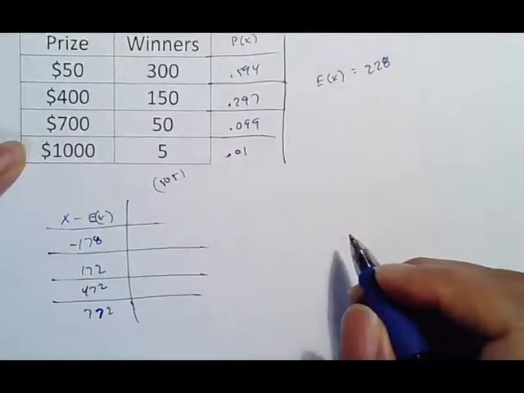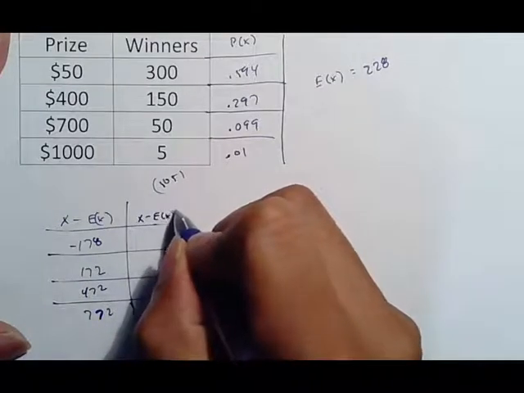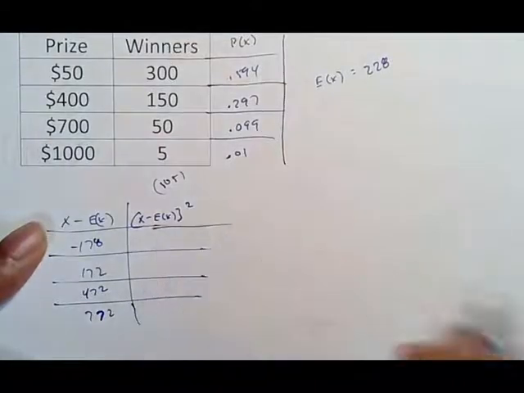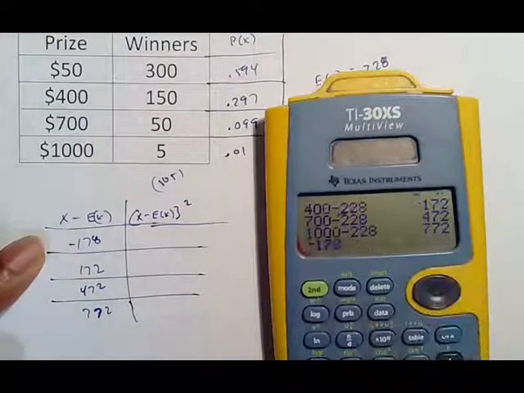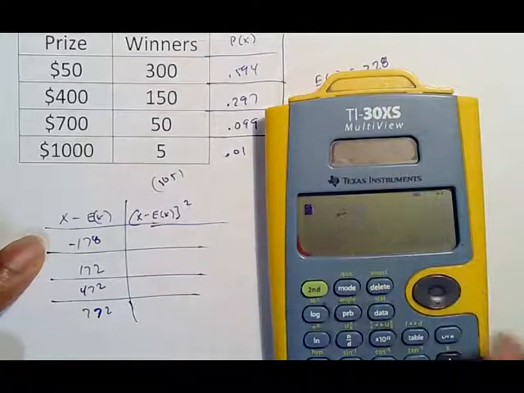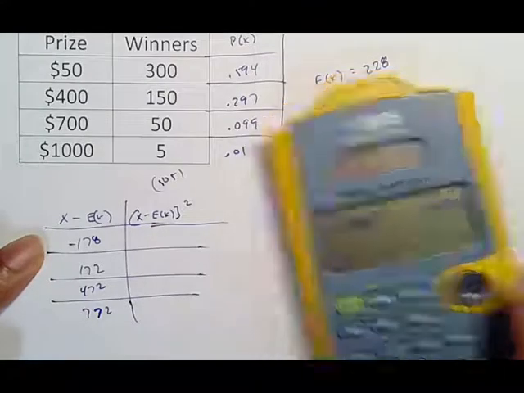The next thing we want to do is take that amount and square it. So we now do negative 178 squared. I'm sorry, I should have done that better. Negative 178 squared, which is a positive 31684.